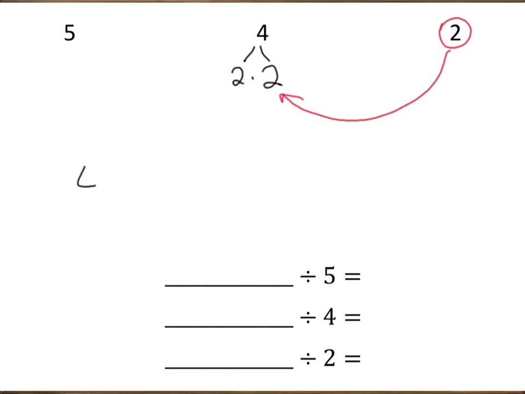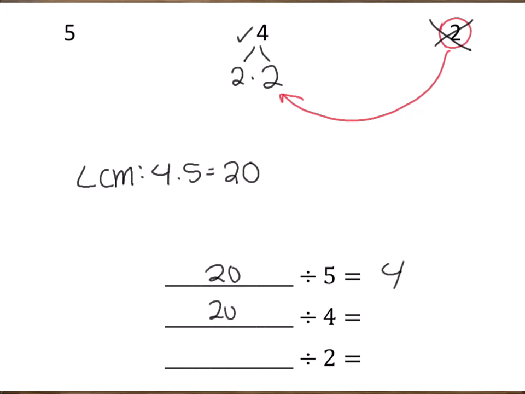Right? So when I'm building my least common multiple, I don't have to think about the 2 because the 4 is taking care of that. So I just have to take care of the 4, sorry about that, and the 5. Well, what is 4 times 5? It's 20. So 20 divided by 5 is 4, 20 divided by 4 is 5, and 20 divided by 2 is 10. So again, it works.